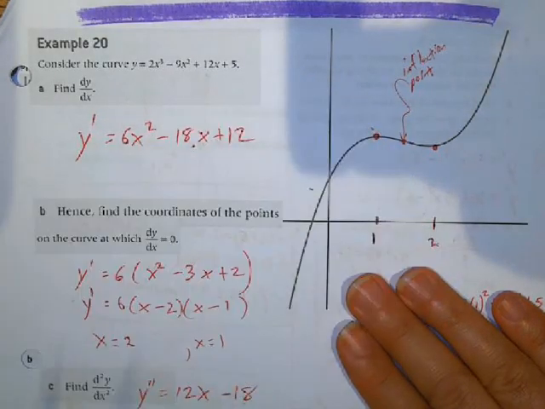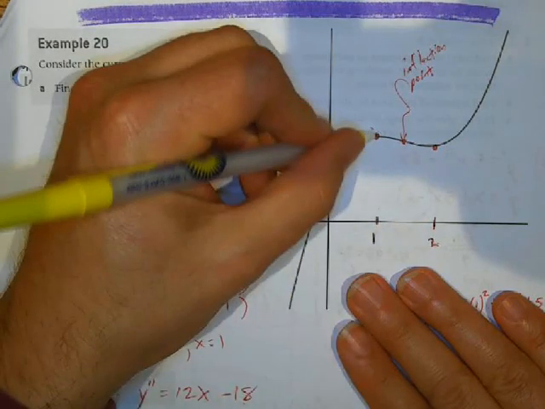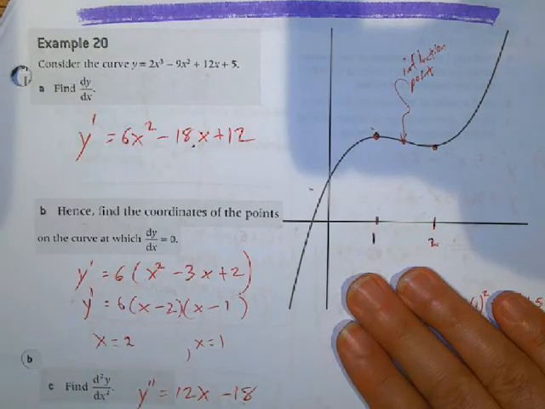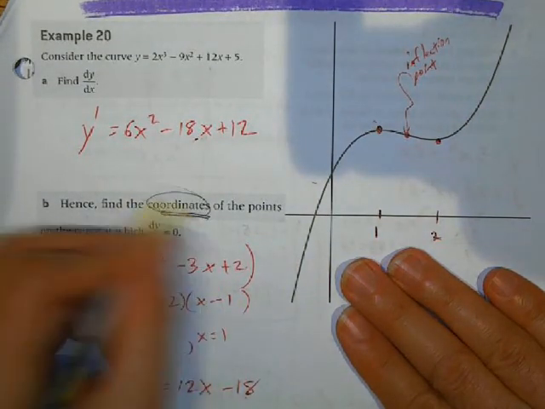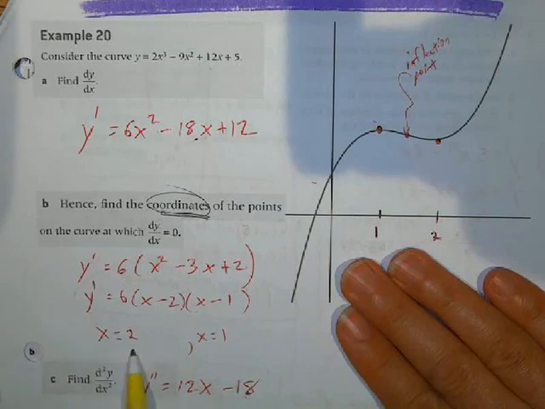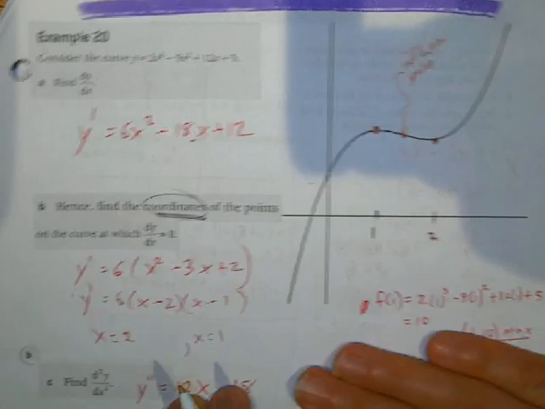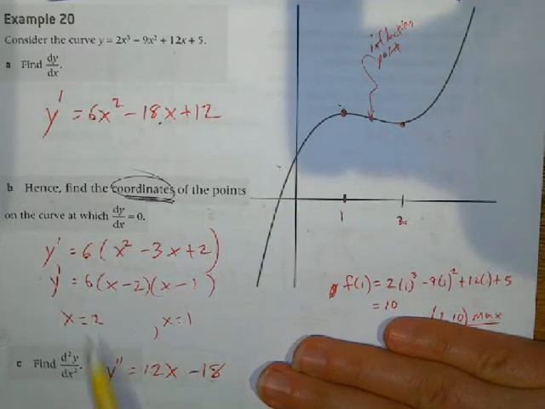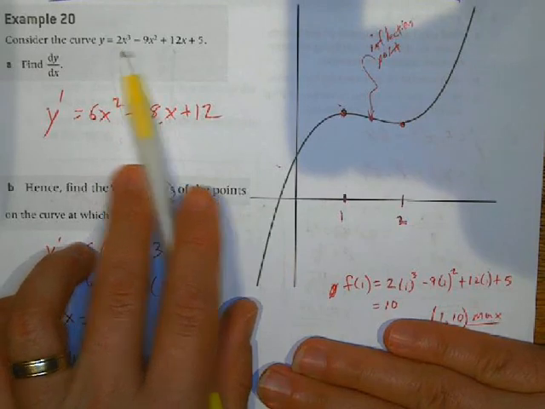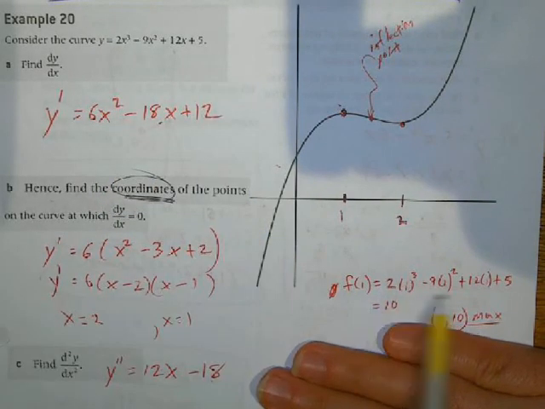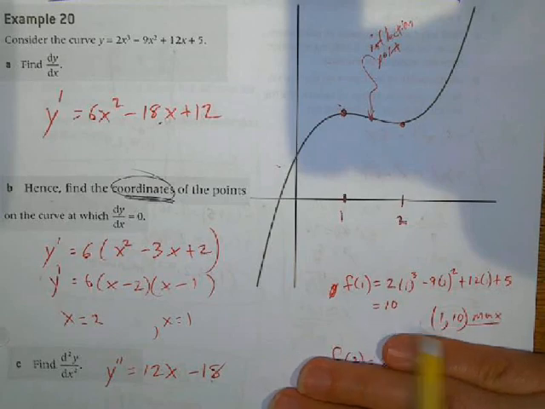Okay, from this picture, we can see at 1, we're going to have a maximum, and at 2, we're going to have a minimum. But let's just do some math first. So if I want to find the coordinates, I also need to find the y value when x is 2 and when x is 1. So when x is 1, if I plug in 1 into my original function, I end up with 10. So the coordinates at this maximum is 1, comma 10.